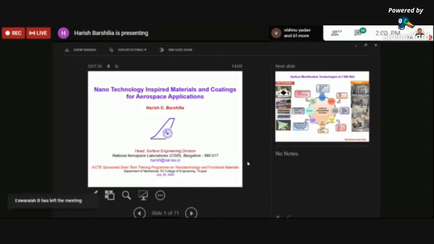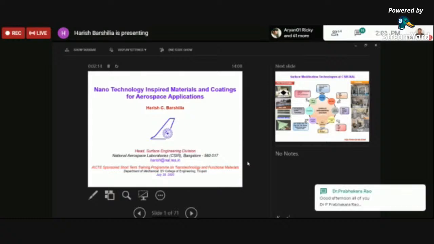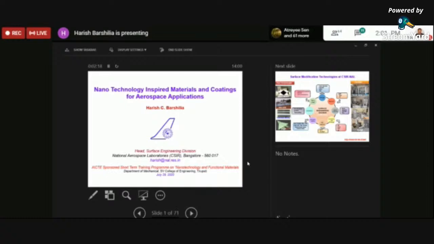Good afternoon to one and all present here. I welcome all the participants to this 5-day short-term training program. Now we are going to start this third day, second session. Once again, thank you for joining with us. Now let me introduce our resource person, Dr. Harish Barshilia, sir, Chief Scientist, Head Surface Engineering Division, National Aerospace Laboratories, Bangalore.